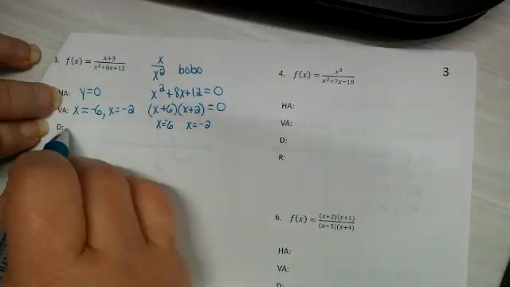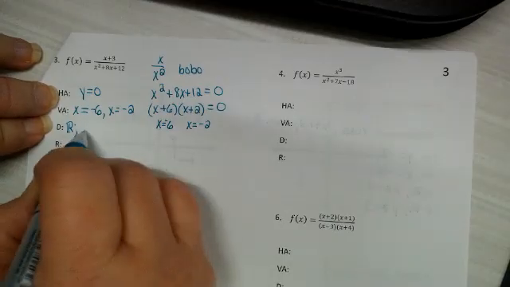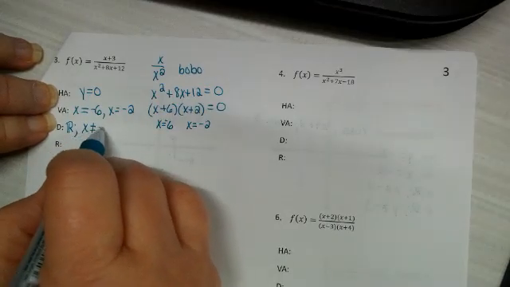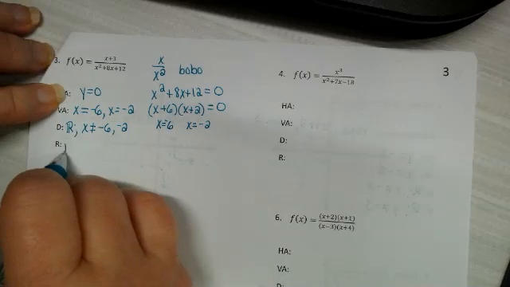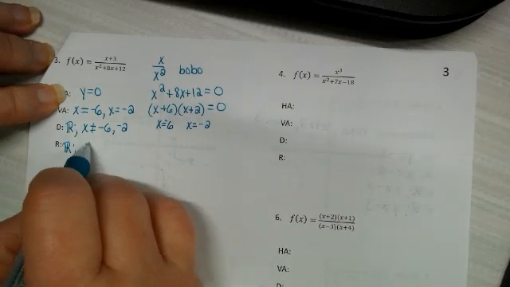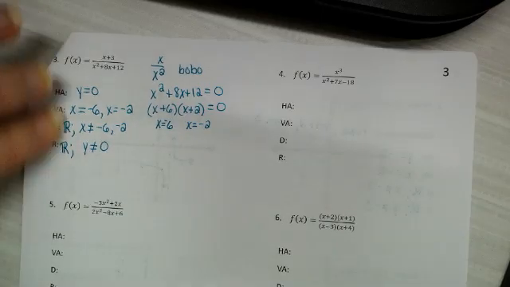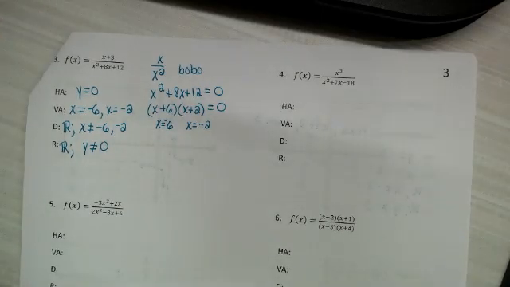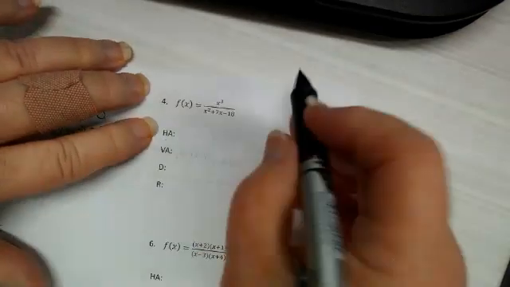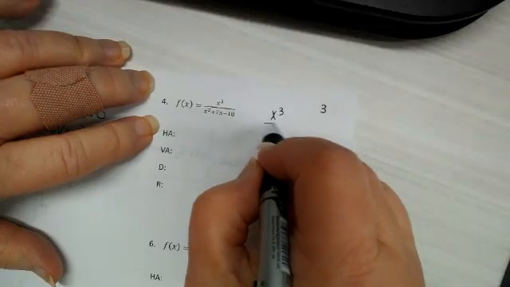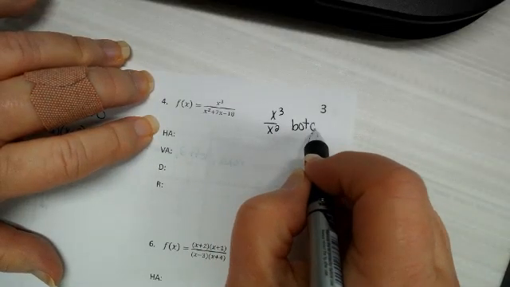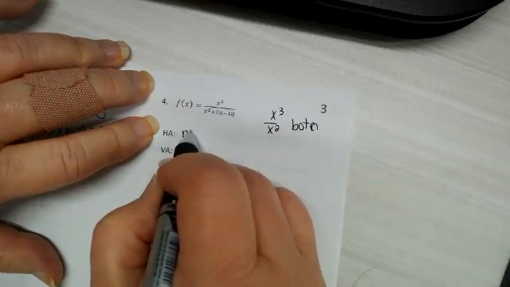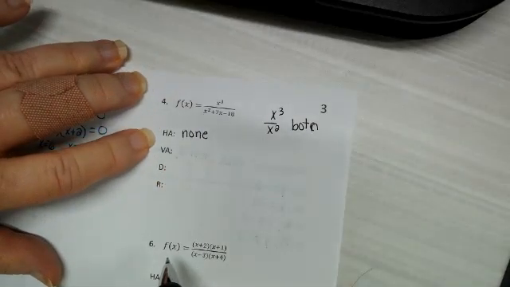And then my domain, once I get all this written, it's easy. X, all real numbers, but x can't be either of those asymptotes, -6 or -2. The range, all real numbers, except y cannot be 0. All right, let's try the next one. So for my horizontal asymptote, I've got x to the third over x squared. That's a larger power on top. So there is none. There is no horizontal asymptote.